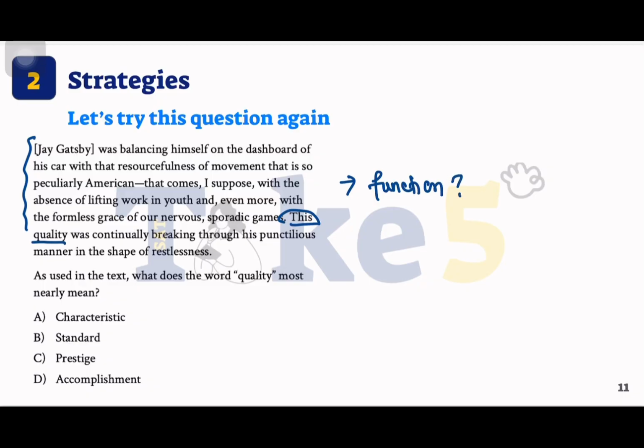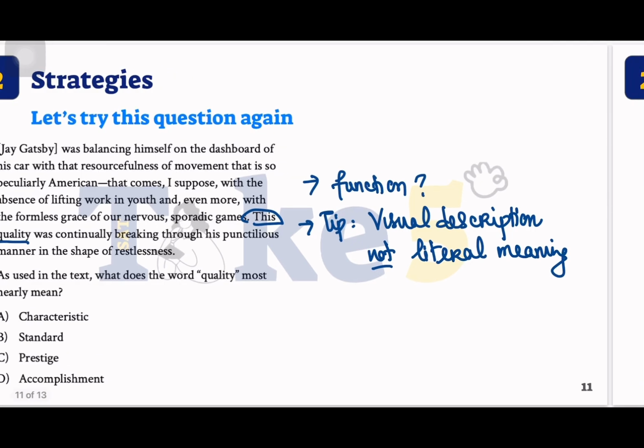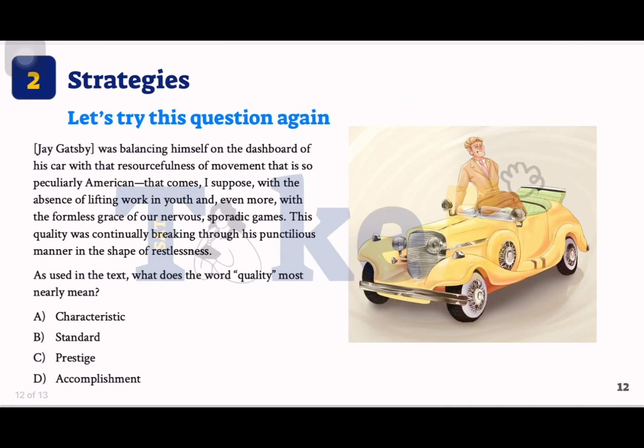A good tip is to try to think like you are watching a movie and this is the voice over description of the scene. But what exactly are you seeing on the screen? So apparently, we are seeing the main character, Jay Gatsby, like the image here. He is balancing himself on a car with some expression showing his restless energy hidden behind the polished look. Therefore, this quality has to refer to his characteristic or his restlessness here.